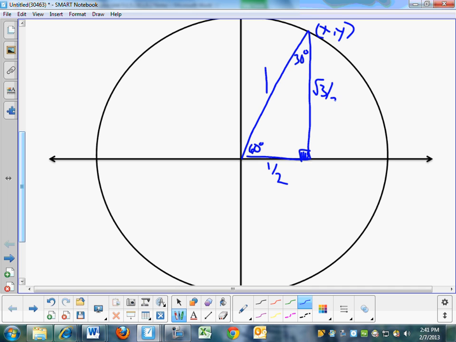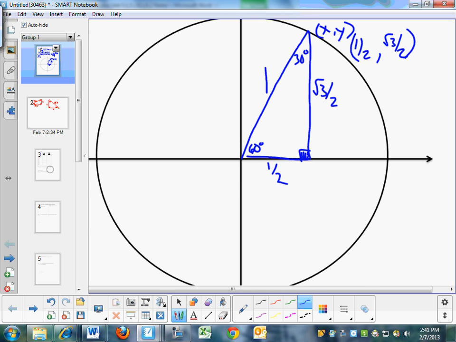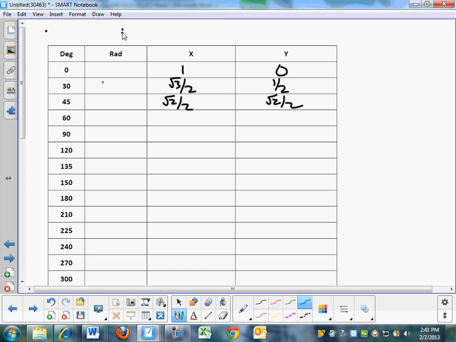Square root of 3 over 2. Nope. What changes? The x and y values change, right? So what's the x coordinate now? 1/2. And the y coordinate? Square root of 3 over 2. So you see how they switch, right? Now we see patterns developing.